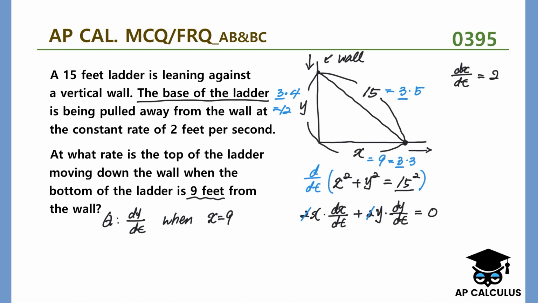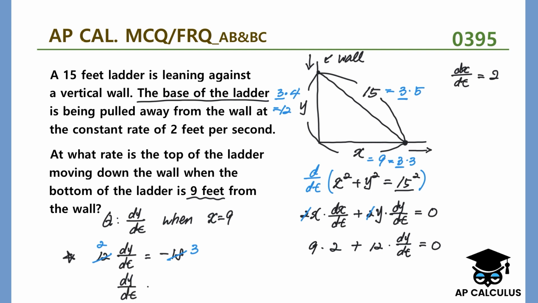Okay. So we're going to substitute 9 for x. So 9 times dx/dt, that's 2, right? Plus y, 12, times dy/dt, that's what we are looking for, right? So 12 dy/dt is equal to 9 times 2, negative 18, right? Okay, 6 times 2, 6 times 3. So dy/dt is equal to negative 3 over 2, right?